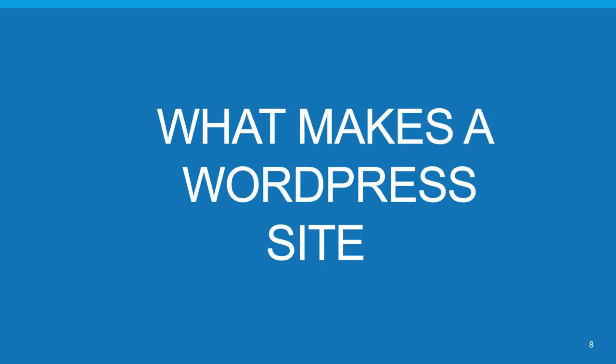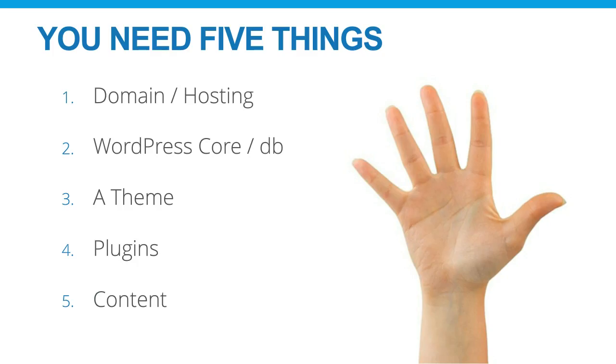So what makes a WordPress site? So we've talked about what WordPress is. We've talked about why you should be using it, the advantages and disadvantages. Let's break down the things that make a WordPress site. And I'll tell you, a WordPress site is really just 5 things. You only need 5 things, and it's really everything else falls under these 5 things.